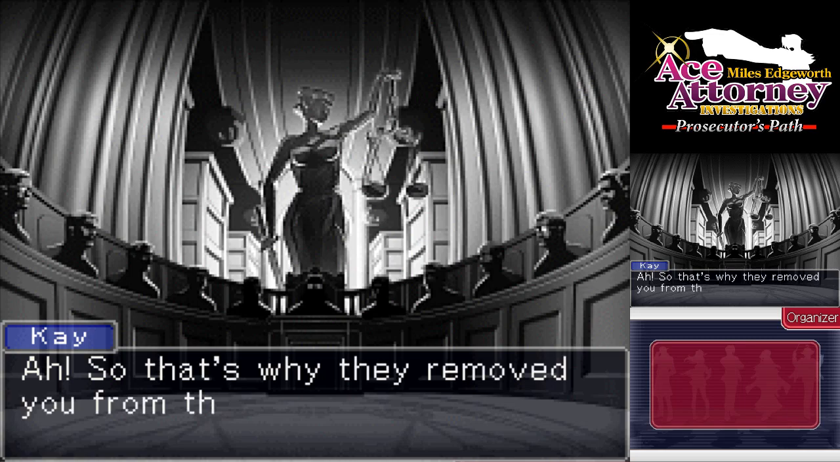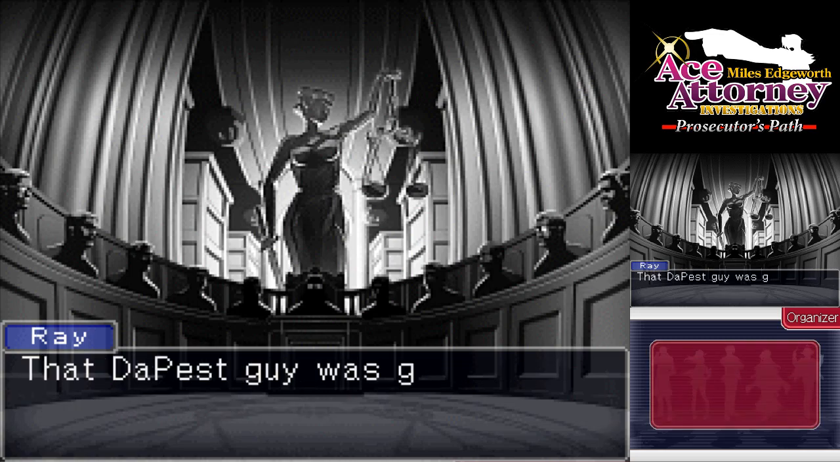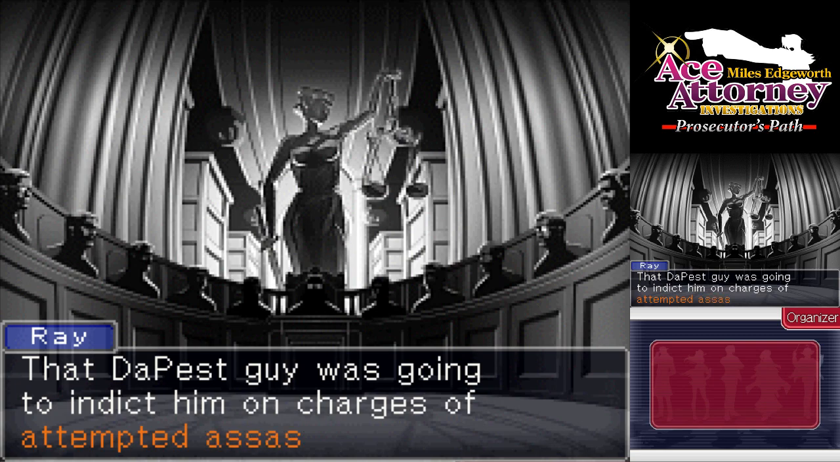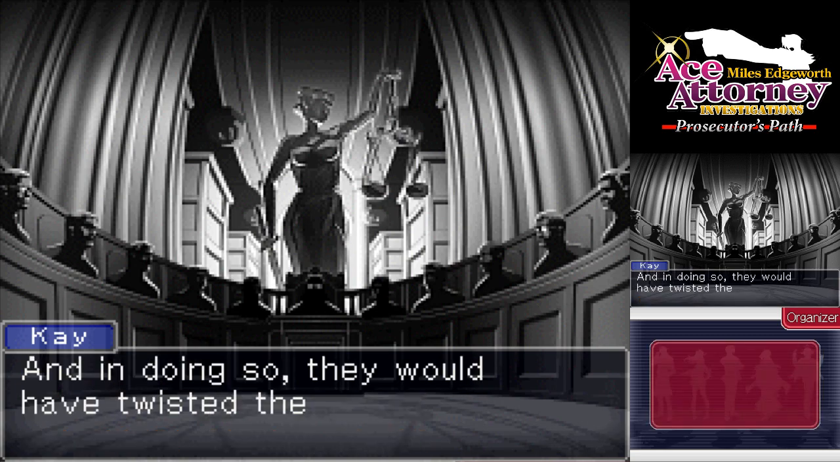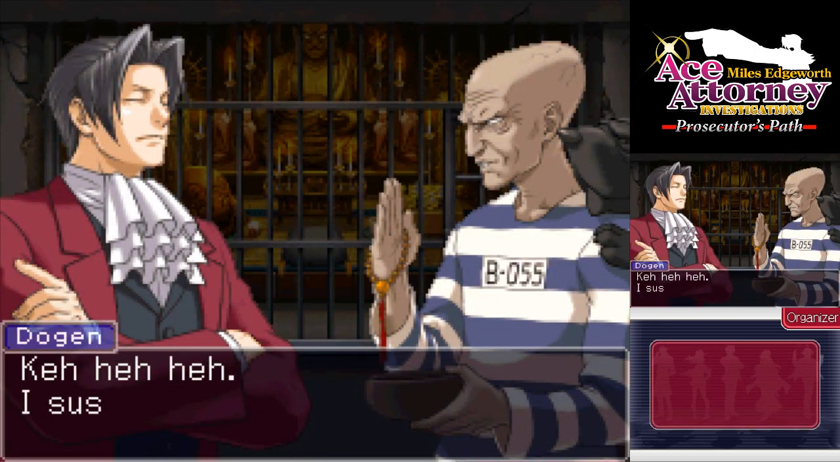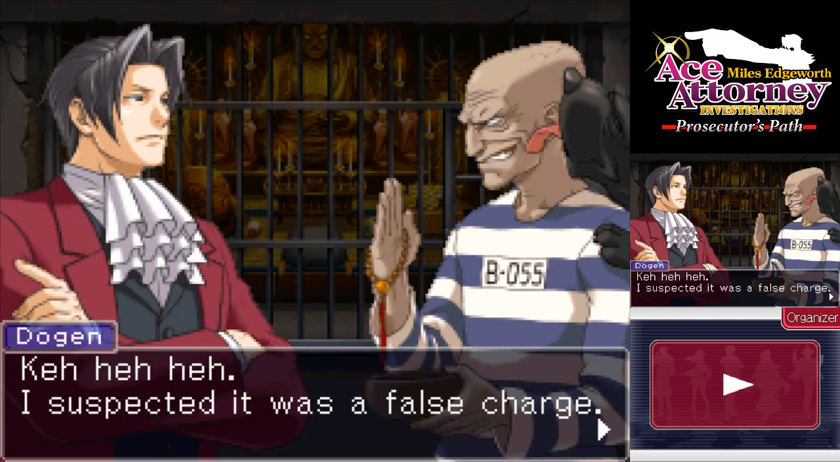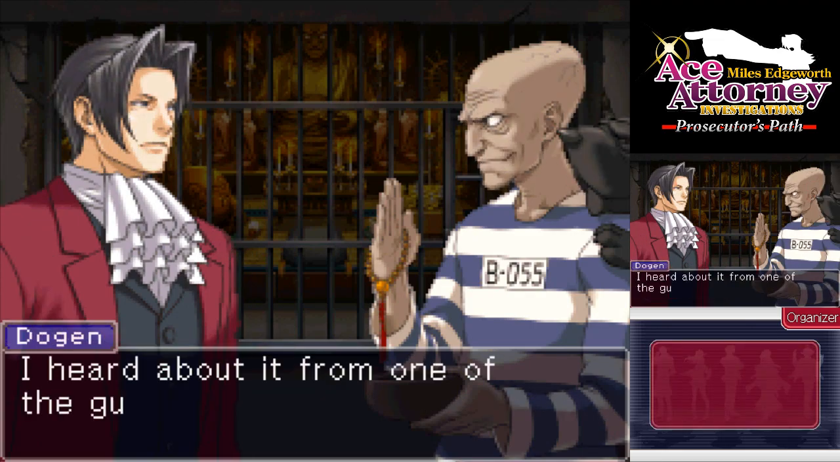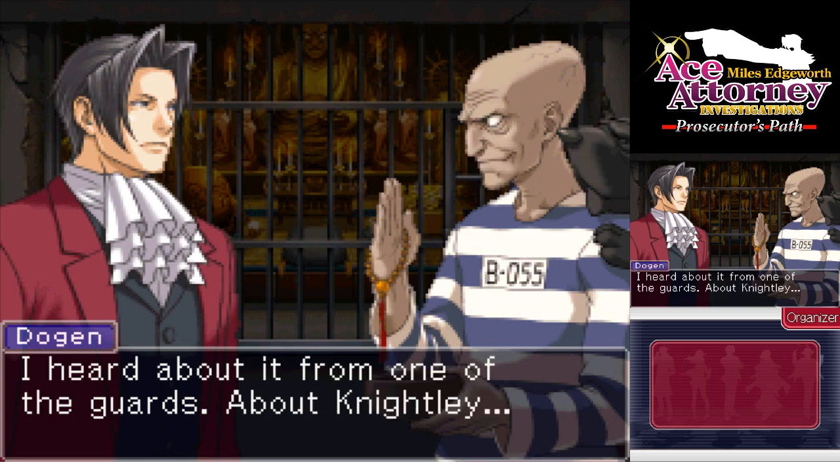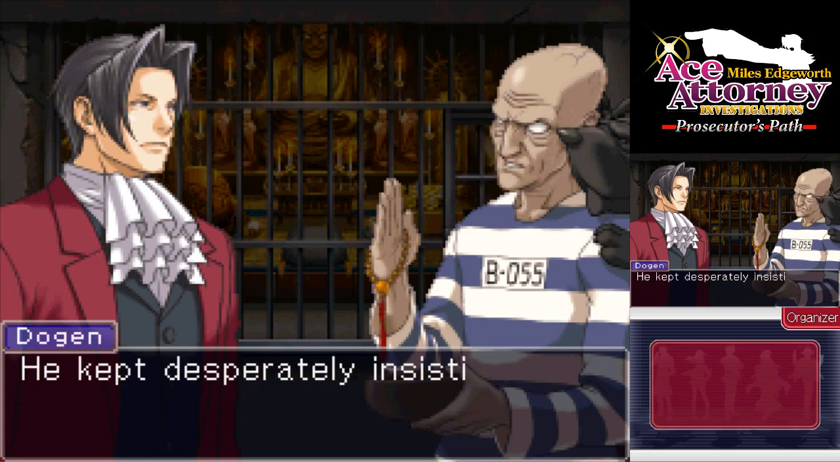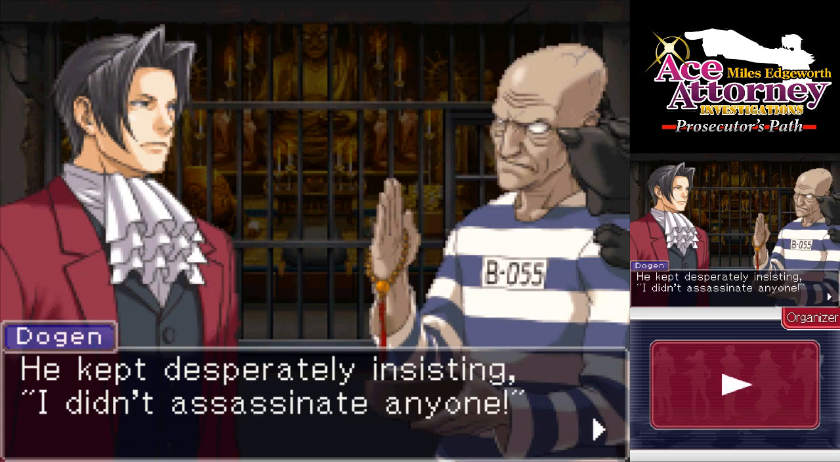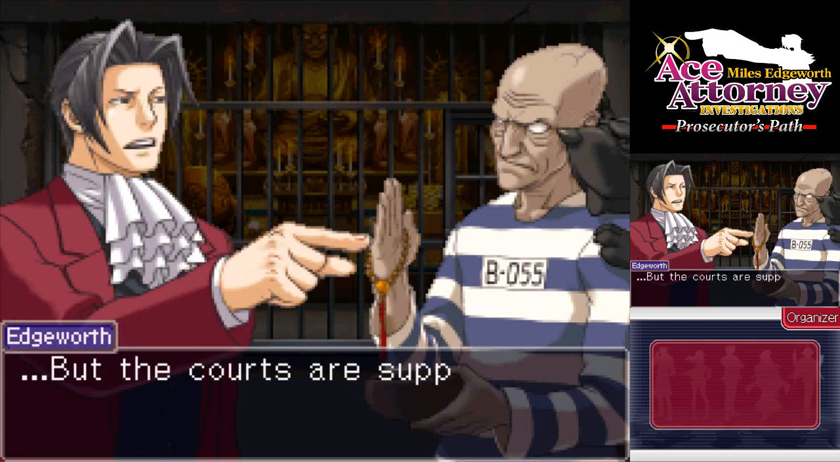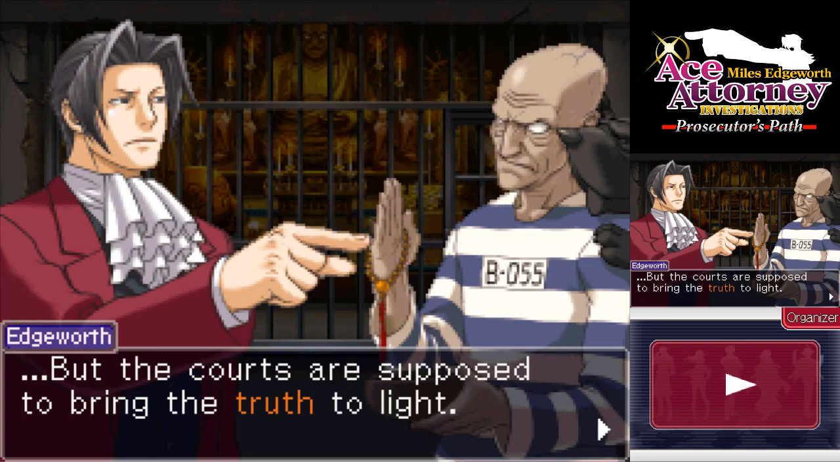Ah, so that's why they removed you from the case. That Pescia was going to indict him on charges of attempted assassination. And in doing so, they would have twisted the truth. I suspected it was a false charge. I heard about it from one of the guards. What about Knightley? He kept desperately insisting I didn't assassinate anyone. But the courts are supposed to bring the truth to light.